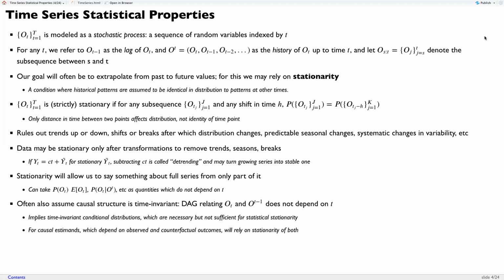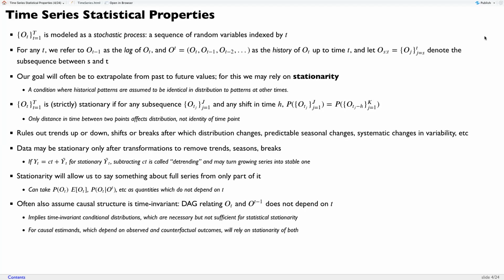We'll use a superscript, O superscript T, to indicate the entire history from period T back until the beginning of the time series. Note that although I'm describing this as 1 to capital T, in some of the cases that we're going to deal with, it may be more appropriate to think about the final period being infinite, and period 1 potentially being arbitrarily far in the past.